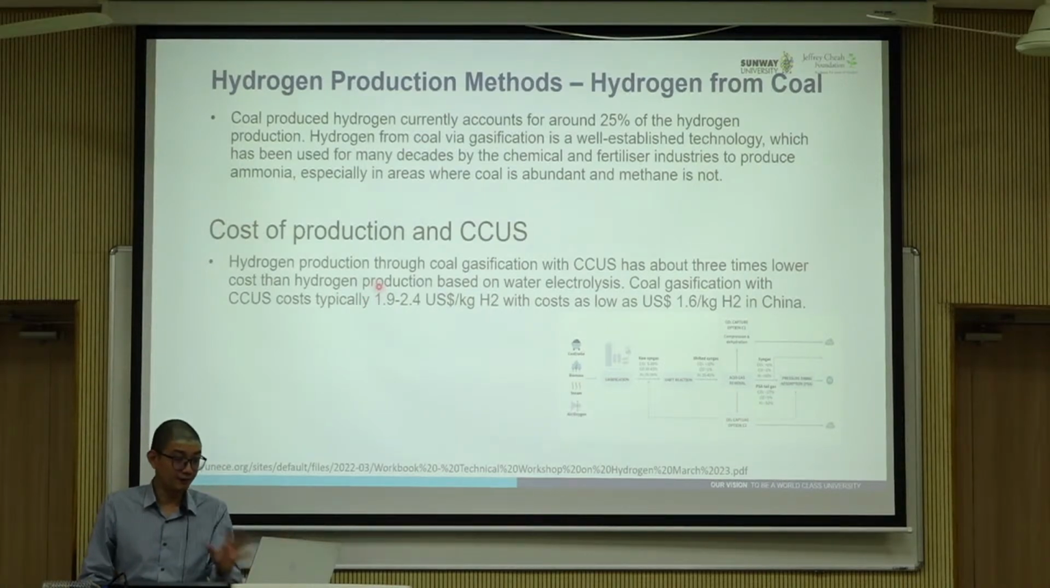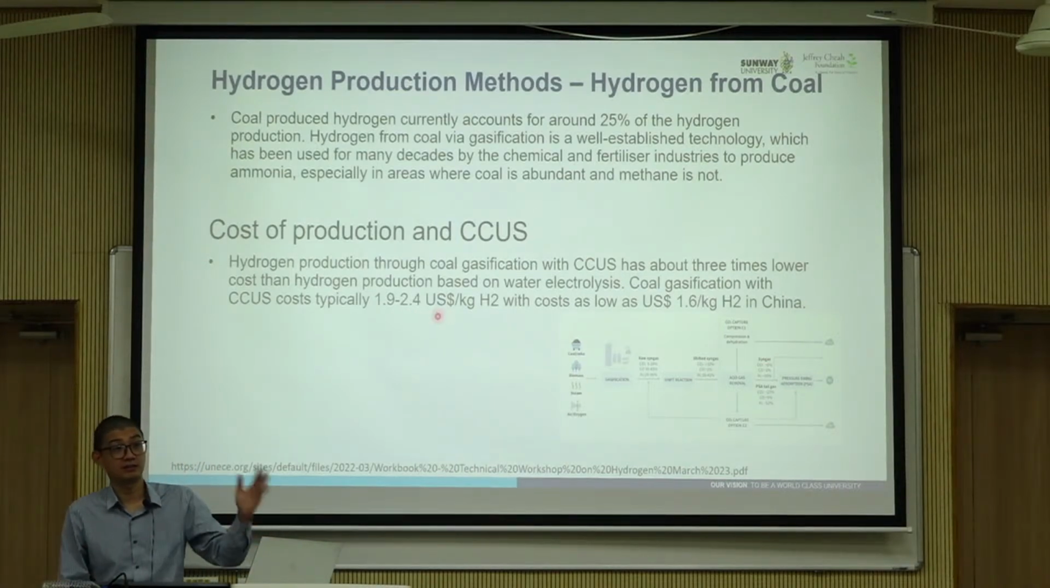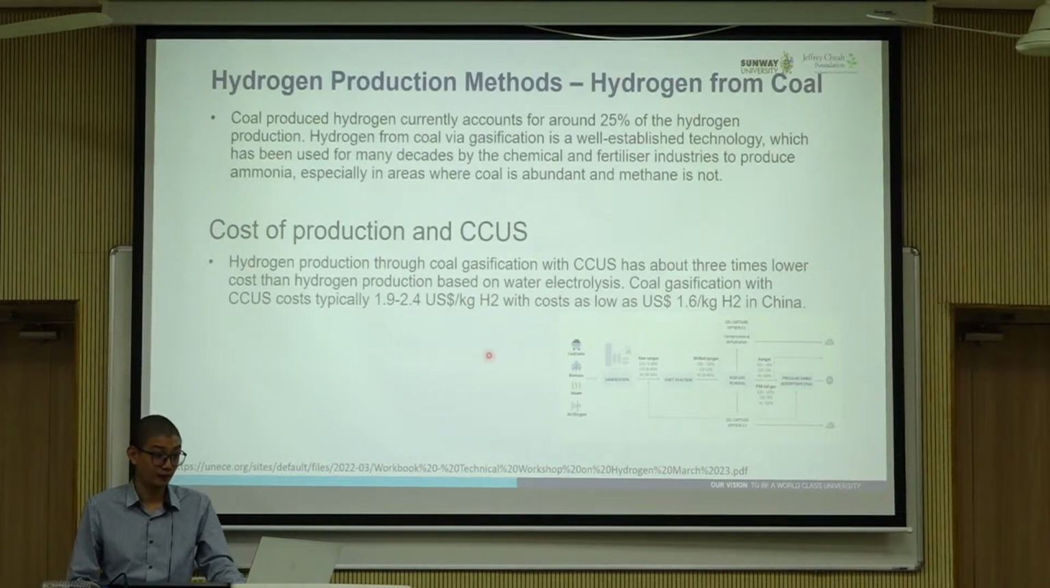But with this, the overall production cost becomes higher, around 1.9 to 2.4 USD per kg of hydrogen. You look at the price, you know it is relatively very high compared to natural gas and other types of fuel. In China, they can further reduce it to $1.6 per kg, because they produce a lot of coal. So that's why.